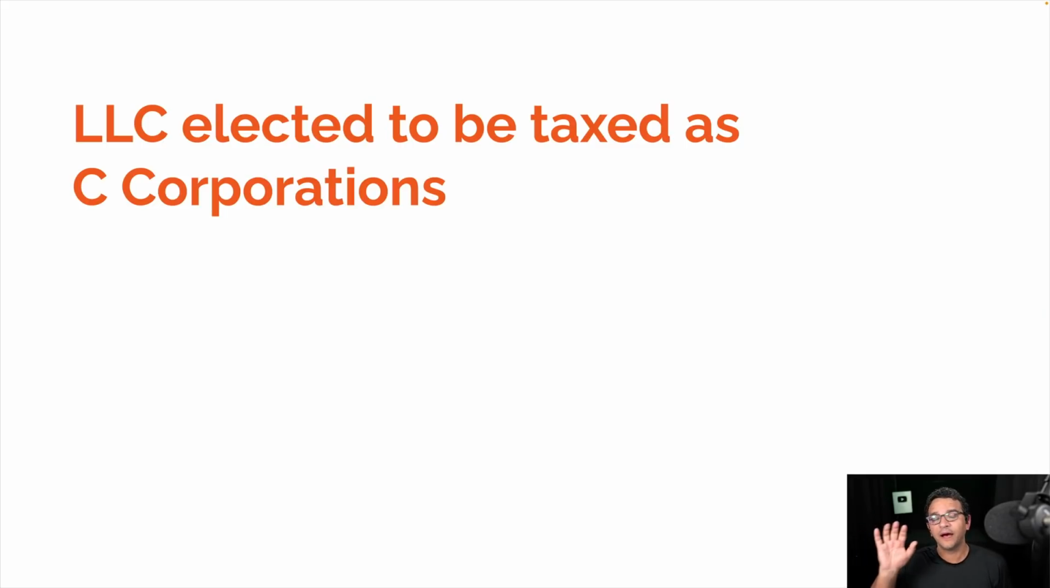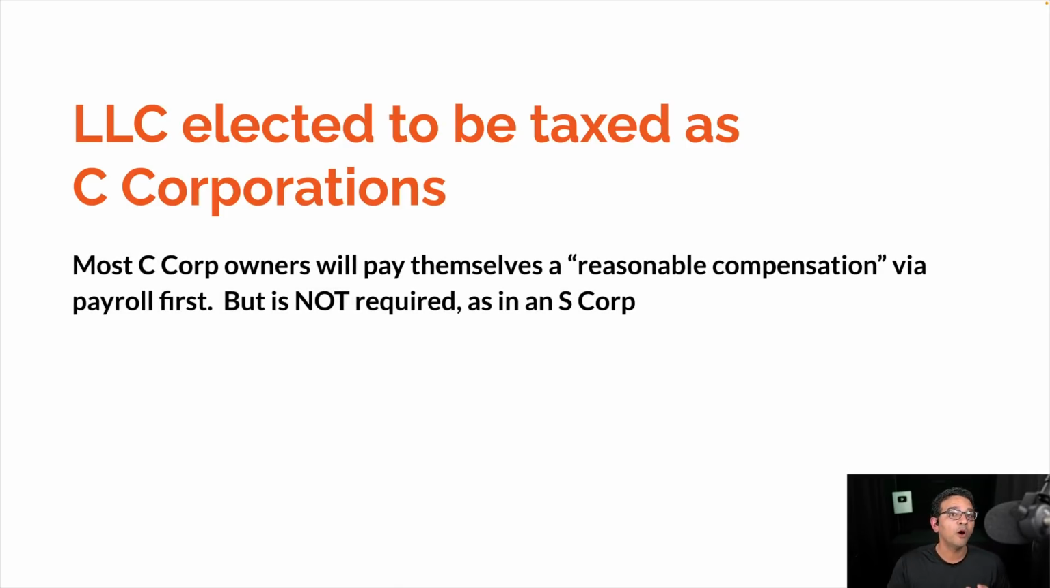Now, the last entity type here is an LLC that elected to be taxed as a C corporation. Now, this one's quite different. Most C corporation owners will still pay themselves a reasonable compensation and follow the S corporation rules of reasonable compensation, but it is not required. So even though most people follow it, it's not required. So you don't have to pay yourself payroll as an owner of an LLC converted to a C corporation or a C corporation.